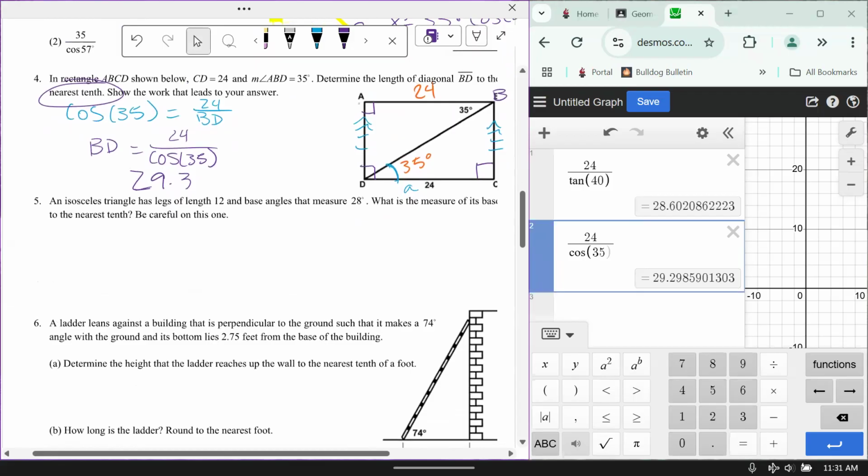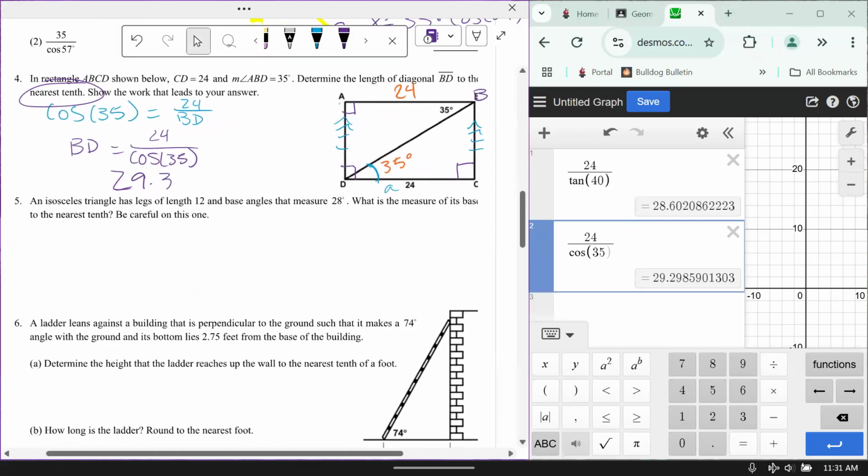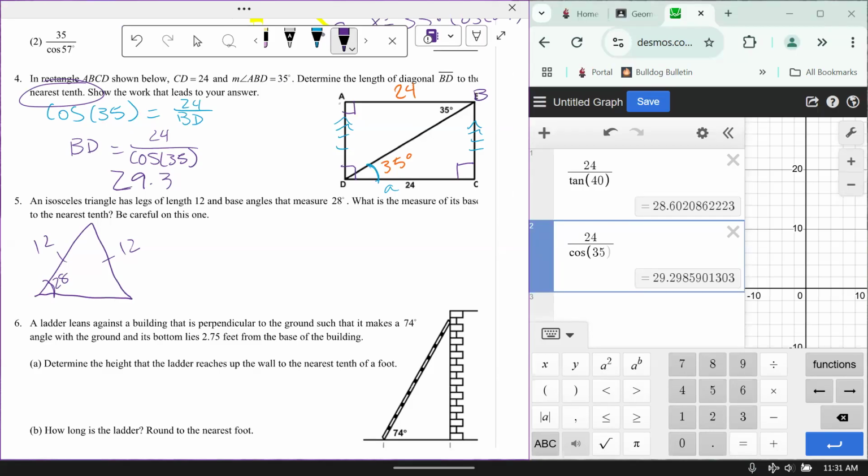All right. Boom. So if we have an isosceles triangle with the legs the length of 12 and a base angle that measures 28, what is the measure of its base to the nearest tenth? Be careful with this one, okay? If we have an isosceles triangle, we know that this guy is congruent to that guy, okay? So his legs are 12 and this is 12. And then it says a base angle that measures 28. That would be in reference to this guy, 28, okay? So what is the measure of its base to the nearest tenth?